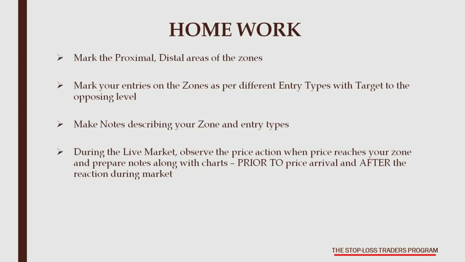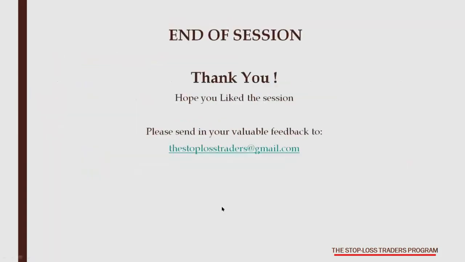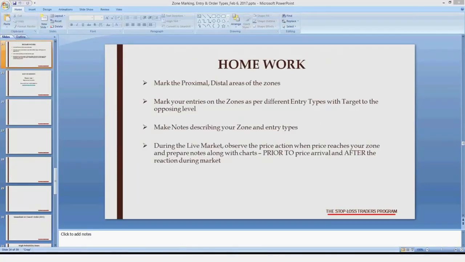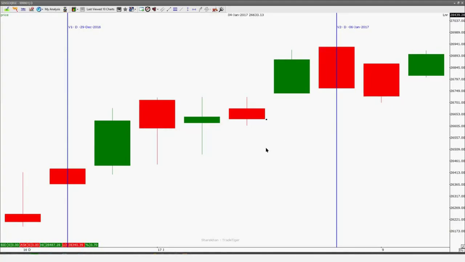So this is normal order plus cover order. Now comes the bracket order. Okay, so you have a supply zone, and you have an opposing demand zone. You have three things: entry, stop, and target. So here you have quantity as 100. You are looking to sell this because this is a supply zone to which the price is close to.